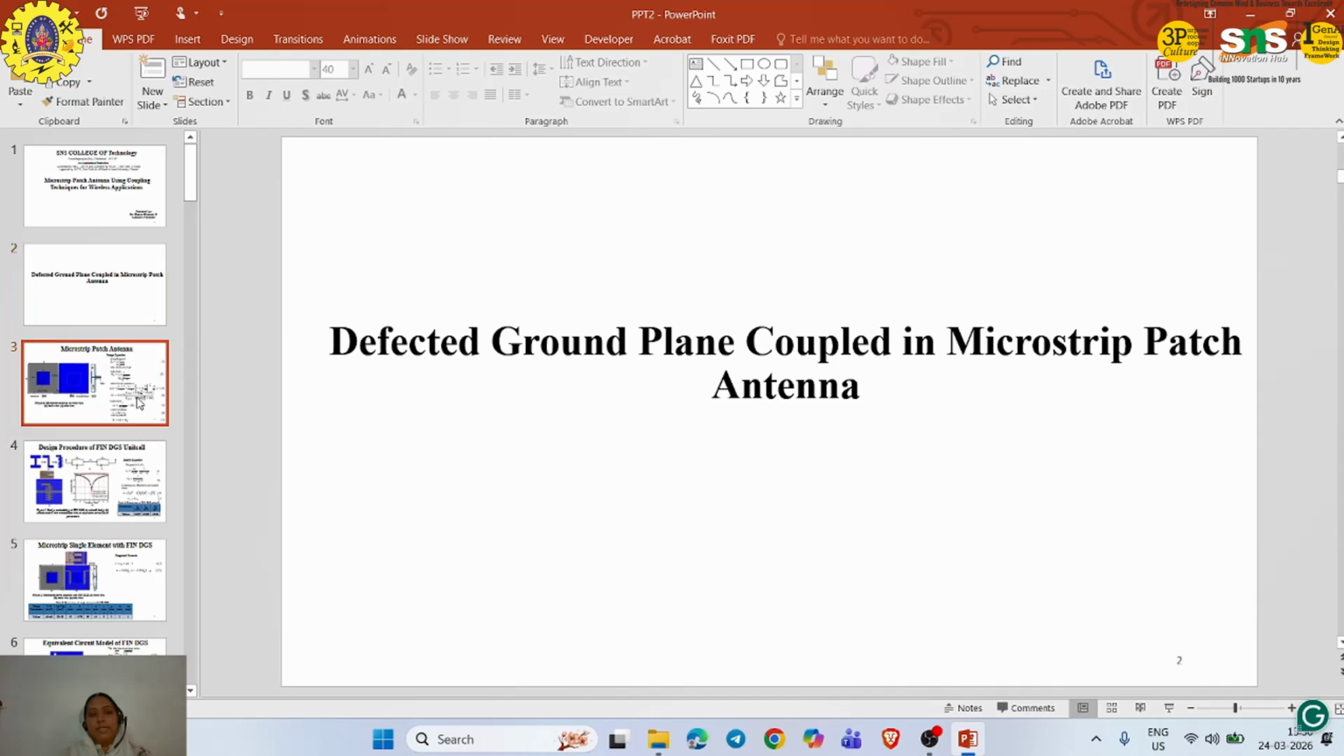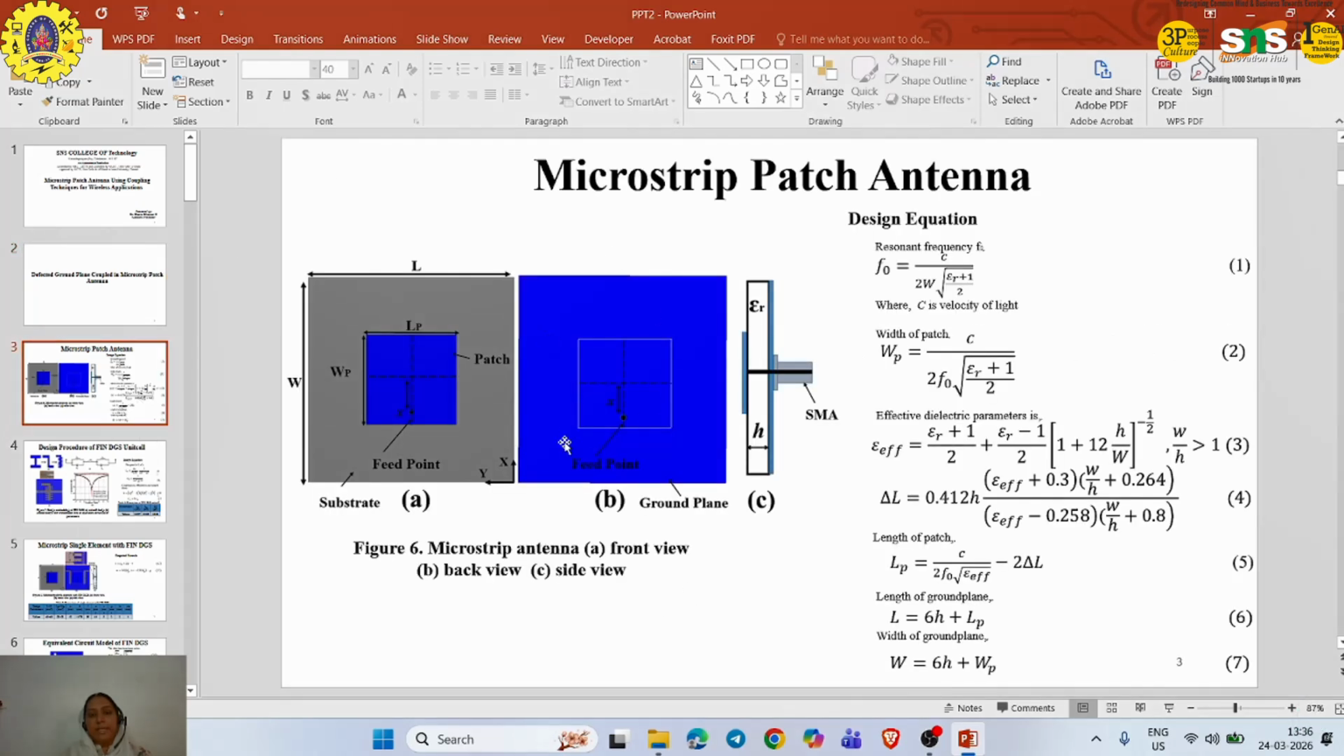I'll show you the design of the basic microstrip patch antenna. Here you can see the basic patch antenna, where this is the ground plane, and here we have printed the patch on top of the substrate. You can see this in the 3D view and a perspective side view, where this is the ground plane and here is the patch antenna, and we have fed it using a coaxial feed.